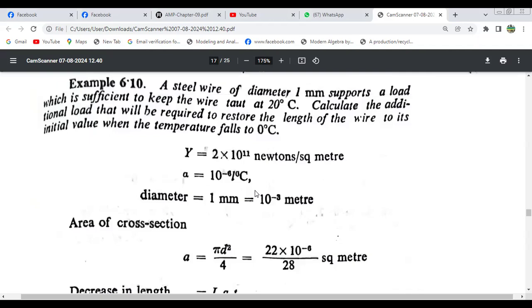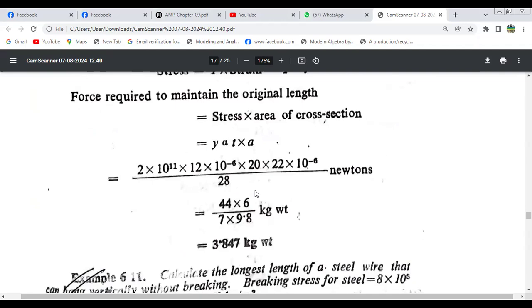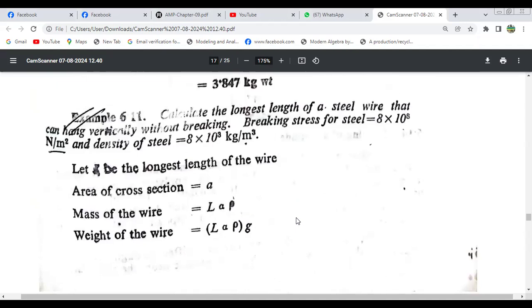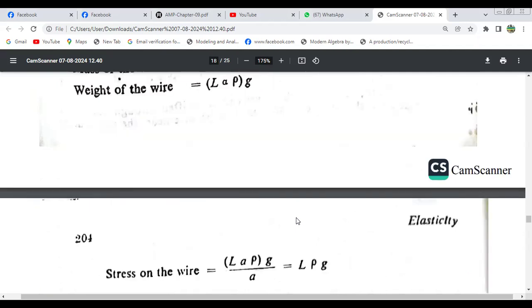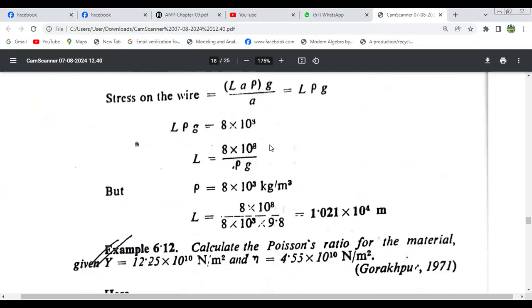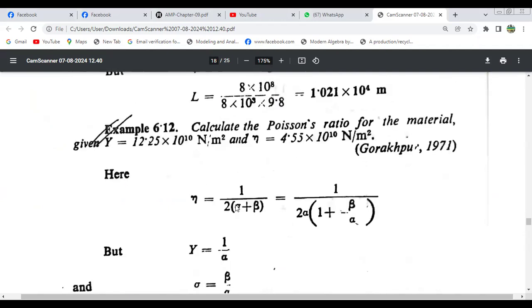So this is another example, calculating the additional load, that means force, that will be required to restore the length of the wire. We have to calculate weight, kg per unit weight. This is also called Newton. And this is another example for the longest length of steel, stress of the wire. This is the formula. This is also Poisson's ratio formula.